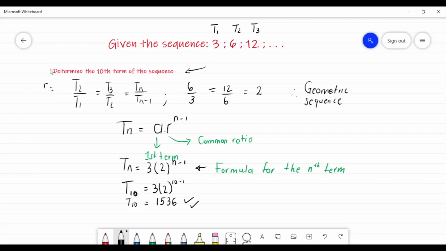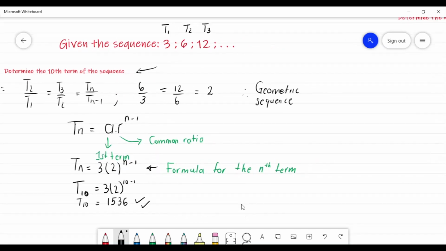Once we have the formula for the nth term, we could determine the 10th term of the sequence, and we found that it is equal to 1,536. The 10th term of the sequence means that we want the value of the term that is in the 10th position, and we found that the value of that term is 1,536. Okay, guys, let's move on to the next question.